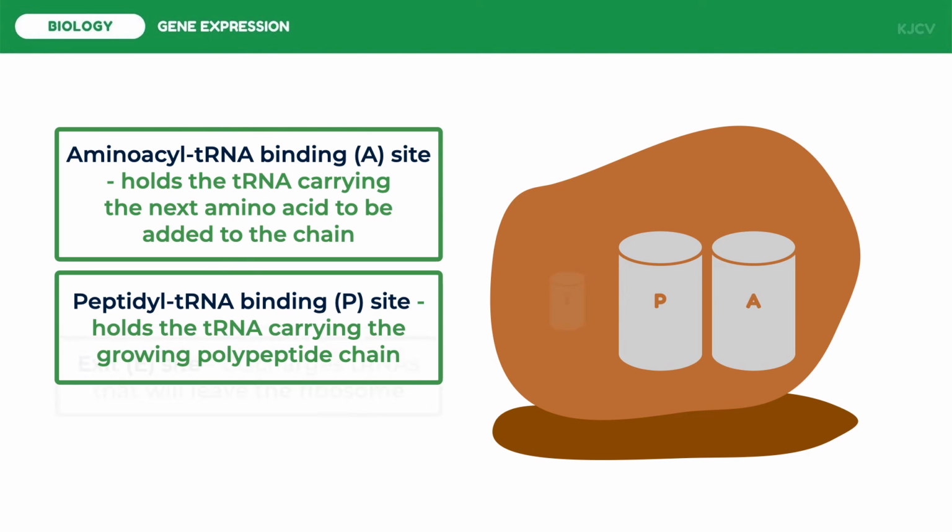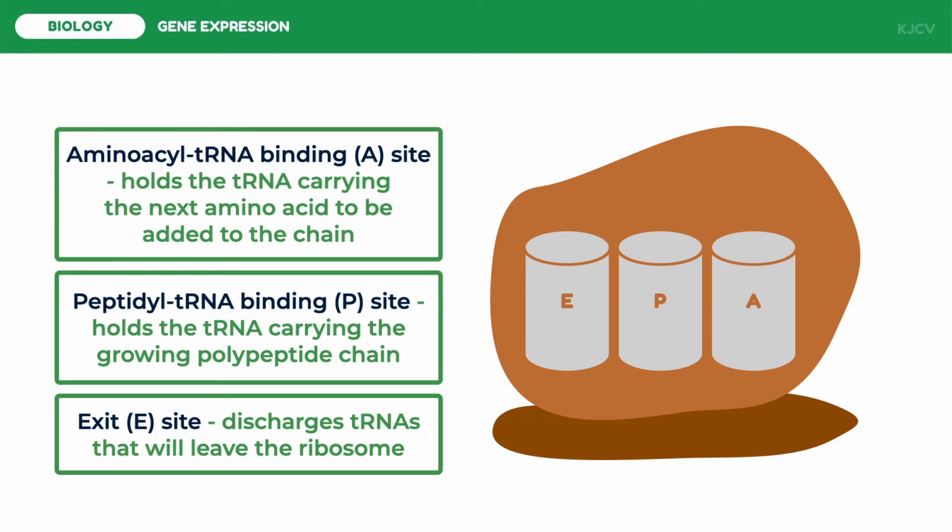The last site is the exit or E site. This is where the tRNA with a discharged amino acid will exit. The flow of translation starts from the A site, then to the P site, then lastly to the E site.